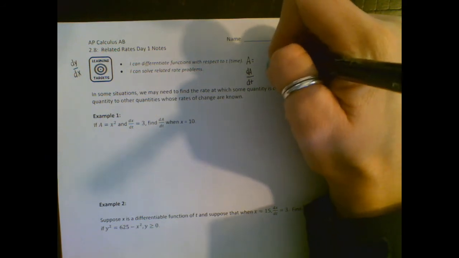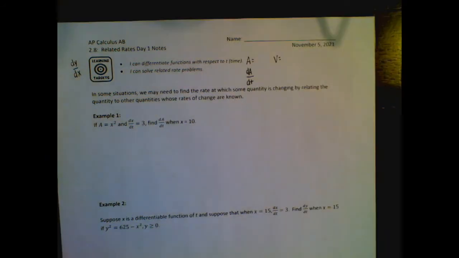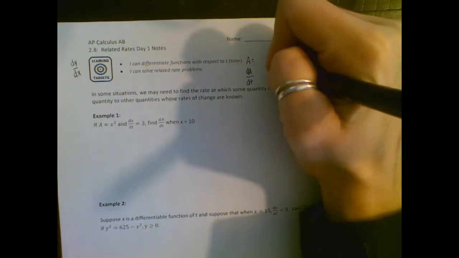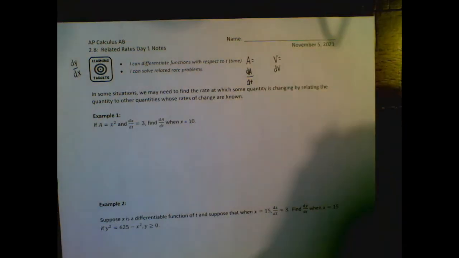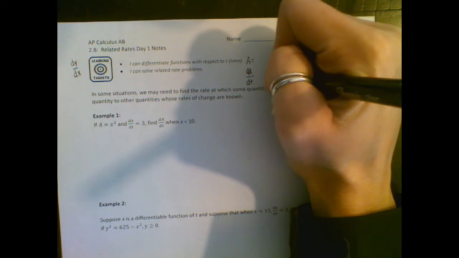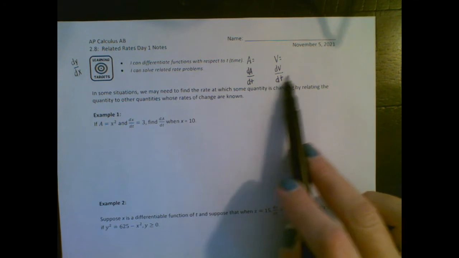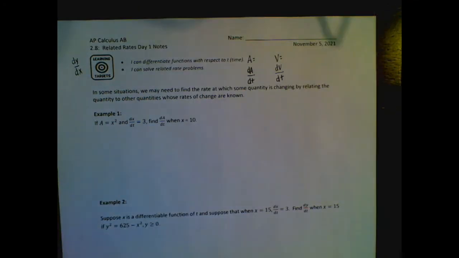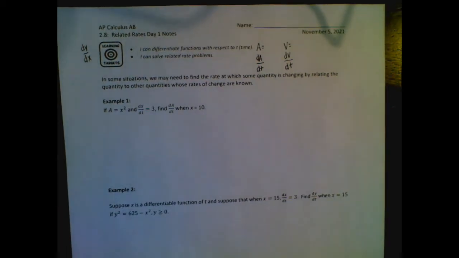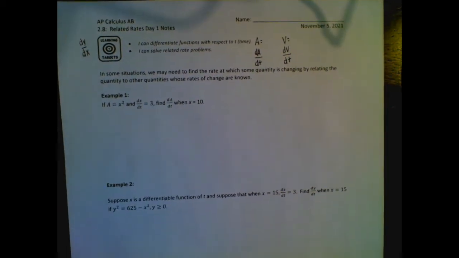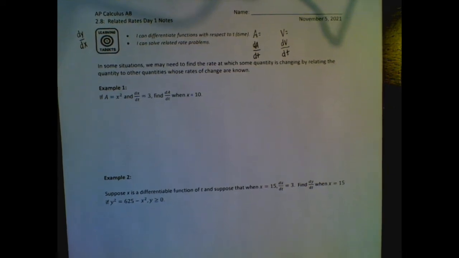Or for example, if we had a volume formula, so we would have something in the form of V equals, the derivative of that would be the derivative of volume, or dV, with respect to time, so dt. So the derivatives that we're going to be talking about today are going to look something like this. They're always going to be differentiated with respect to t. So the idea of related rates is that we might need to find a rate at which some quantity is changing by relating that quantity to other quantities whose rate of change we know.